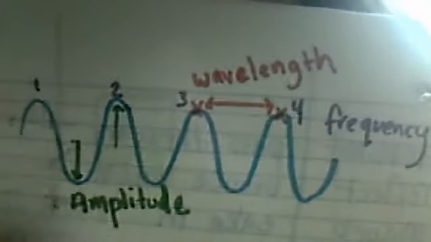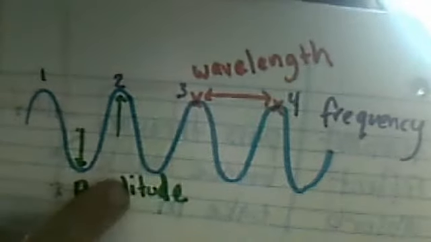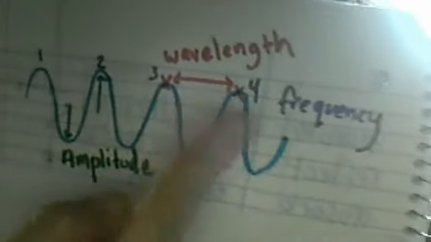The amplitude is how high it is. The wavelength is the length from crest to crest, which is at the top. And the frequency is how many waves there are. So in this case, there's 1, 2, 3, 4 waves.